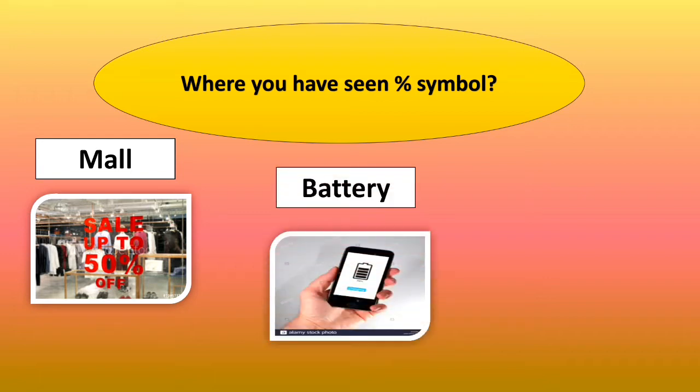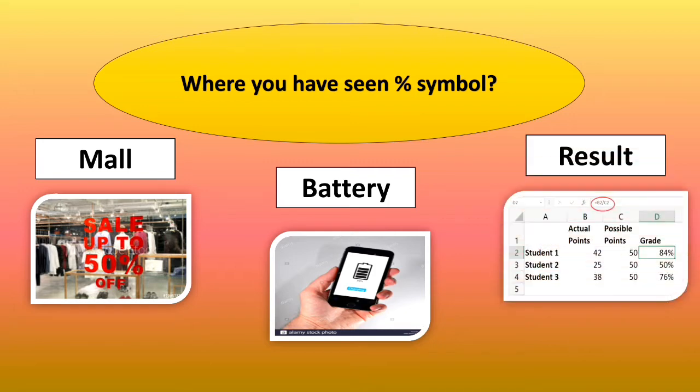Another place where you see the percentage symbol is the mobile battery. You keep your mobile for charging, then in the mobile battery you can see how much percent is charged: 10, 20, 30, 40, whatever the percent. It is shown with the percentage symbol. And you can see the percentage symbol in your result also, which displays how much percentage you scored in a particular term. So I have given 3 examples here: mall, mobile battery and result. There are many more things where you see the percentage symbol.